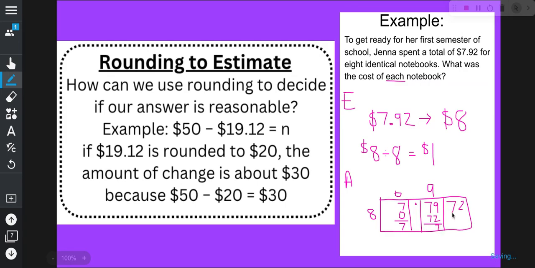8 goes into 72 9 times. And we pull that decimal straight up, and we get an actual answer of 99 cents. So yes, our estimation was very close to our true answer.